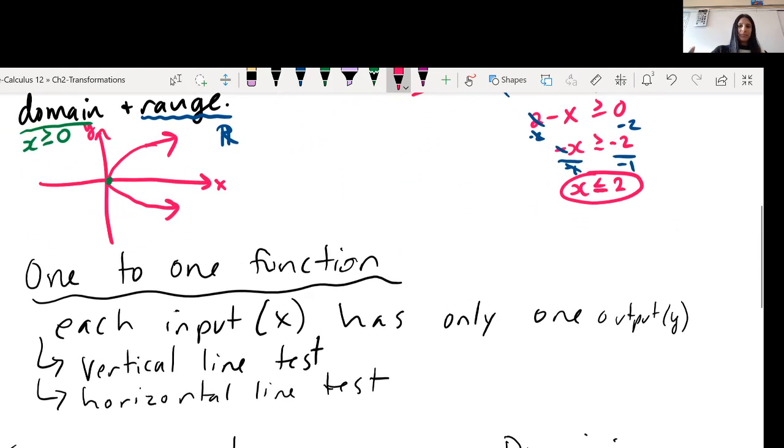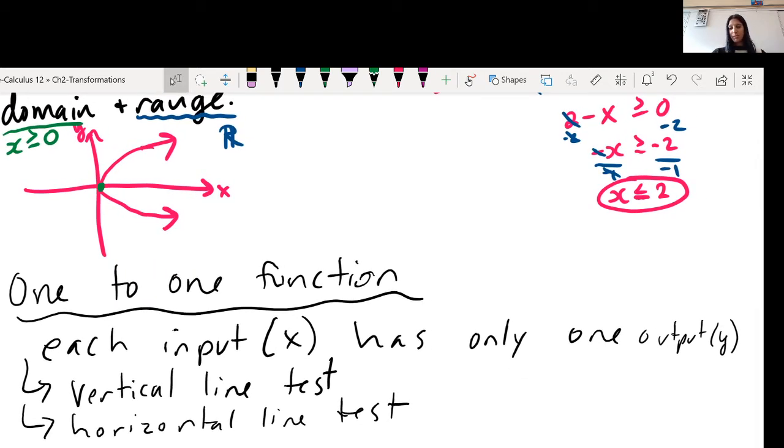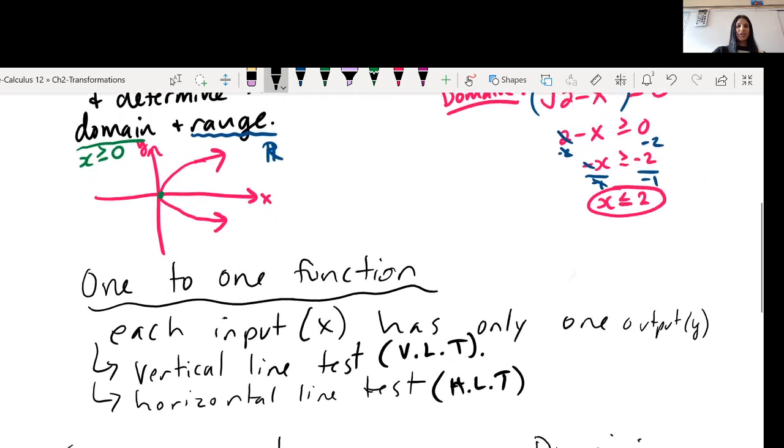Okay, moving on. We have something called a one-to-one function. You saw this for the first time, maybe the only time, in grade 10. It's been a long time, so let's brush up on this. Each input or x value has only one output or y value. How we can test this is to do the vertical line test. I like to abbreviate this because we're going to see it come up over and over again. And the horizontal line test. We've got to do both of them in order to figure out if it's a one-to-one function or not.